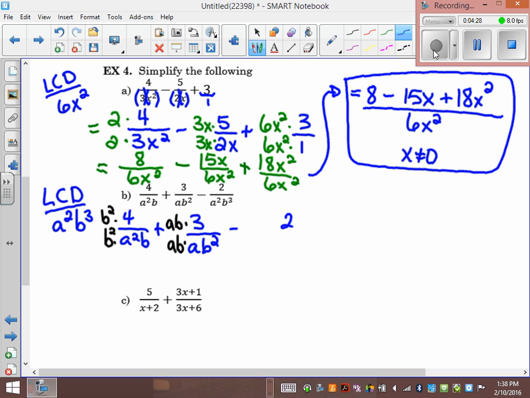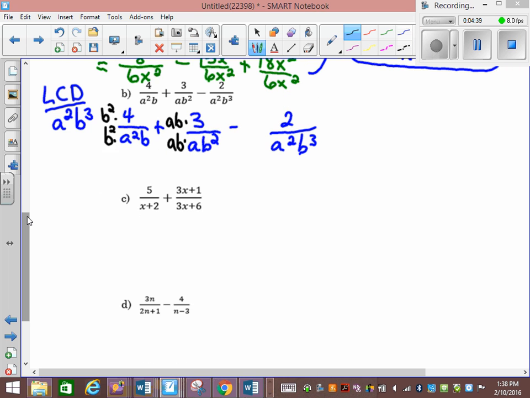Minus 2. I can multiply by 1 over 1 or nothing, right? It already is the common denominator. So put my terms together. So I get equals 4b squared over a squared b cubed plus 3ab over a squared b cubed minus 2 over a squared b cubed.